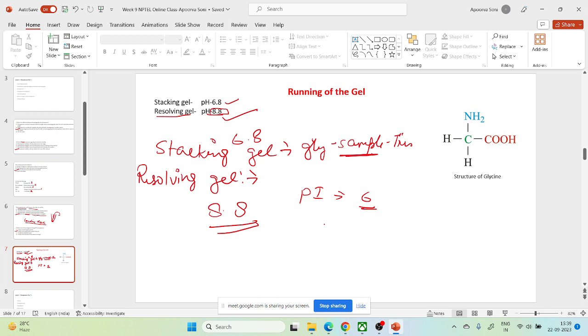Also, this concept of pH and PI is very important for your GATE, DBT, and other competitive examinations. This concept is very important because they ask a lot of questions on this.